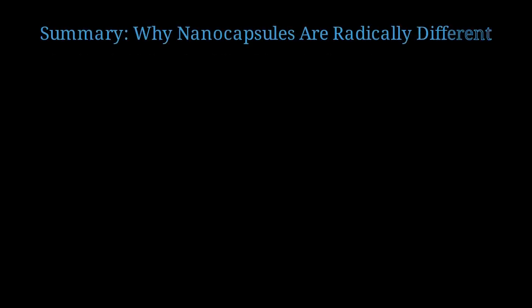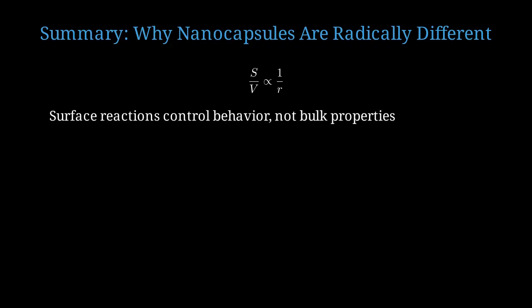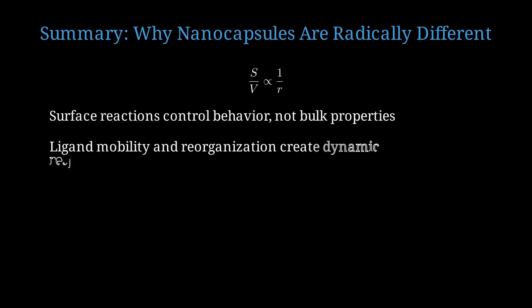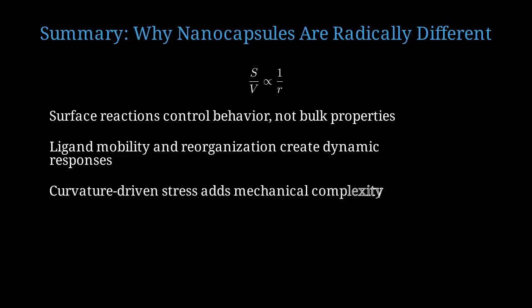Let's summarize why nanocapsules behave so differently from their larger counterparts. First, surface-to-volume ratio scales as 1 over r, making surface effects dominant at nanoscale. Surface reactions, not bulk properties, control almost every aspect of behavior. Ligand mobility and reorganization on curved surfaces create dynamic responses to environmental changes. Curvature-driven stress adds mechanical complexity that affects membrane structure and permeability.